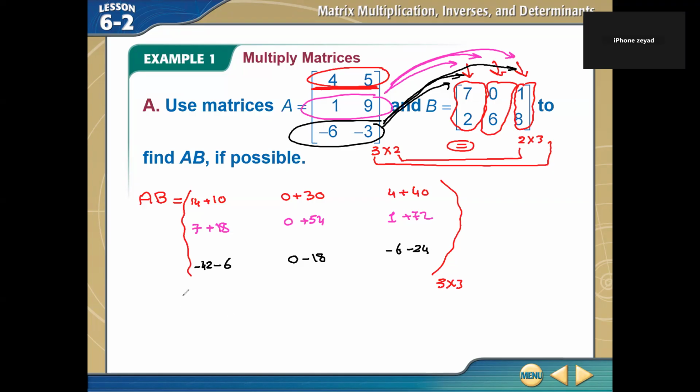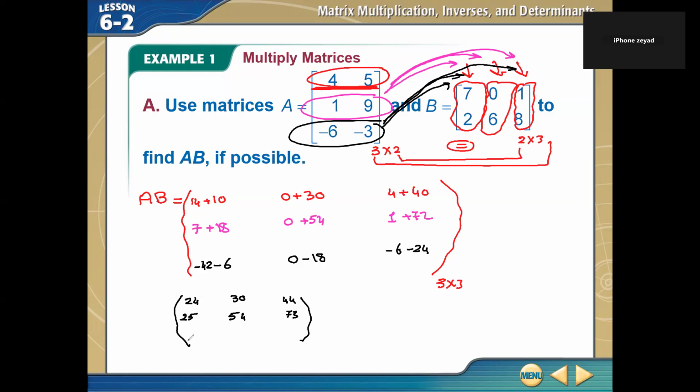Now we just collect the answer by addition. It will be 24 the first term, the second term will be 30, and the third term will be 44. Going to the next row, we have 18 plus 7 equals 25, then 54, and the last term in the second row will be 73.